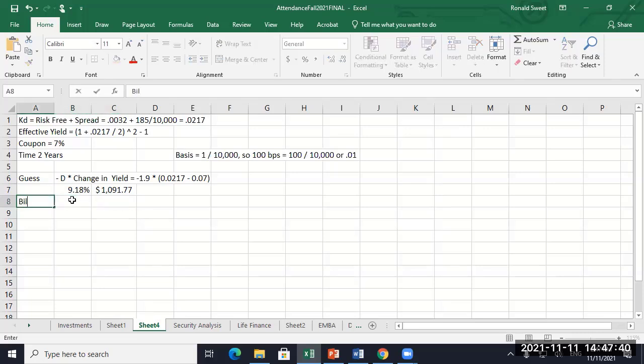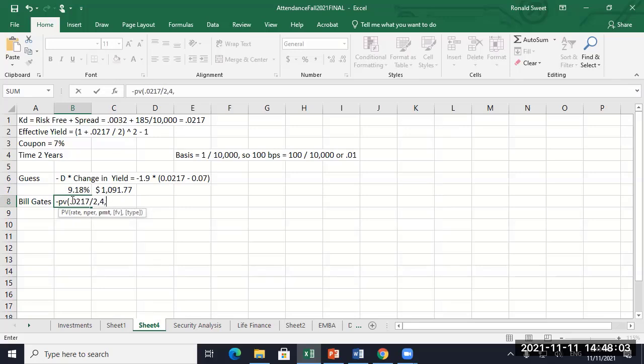Let's do the Bill Gates. So what does Bill Gates say? Minus PV, what's my rate? 0.0217 divided by 2, right? You got to let Bill Gates know it pays twice a year. How many periods do we have? It's 2 years, but how many periods? Four from his standpoint, right?